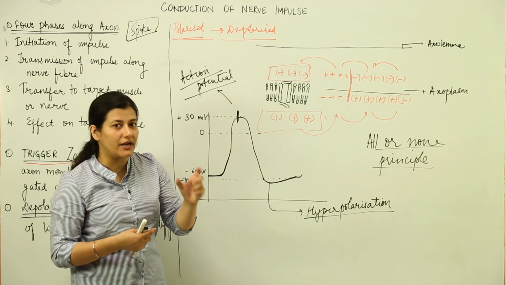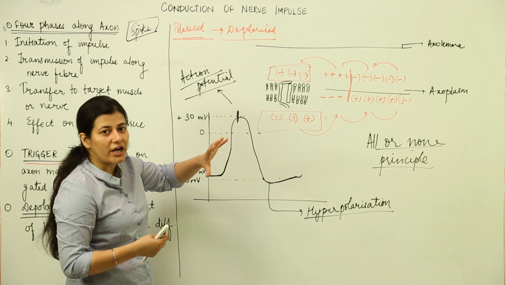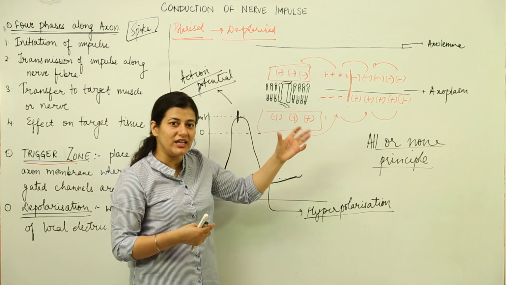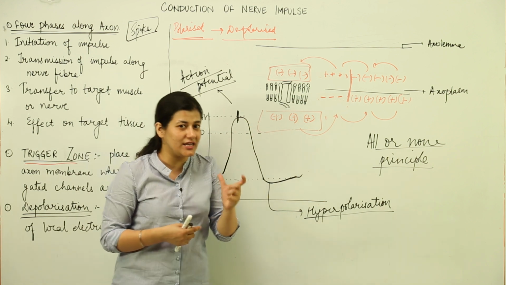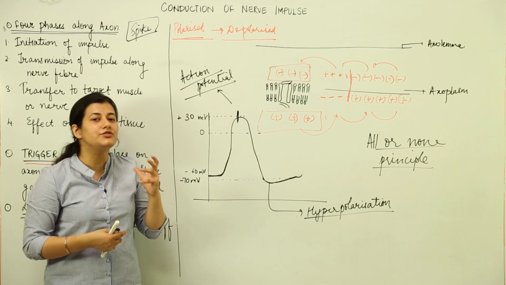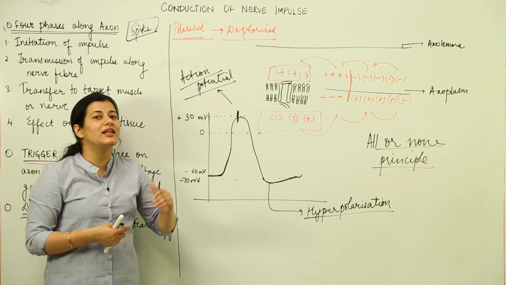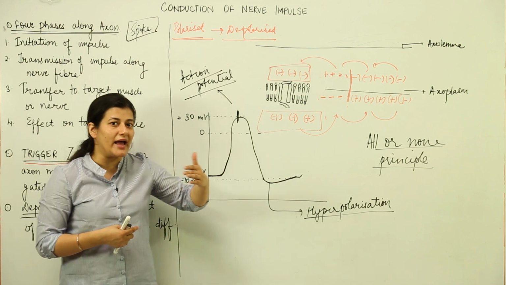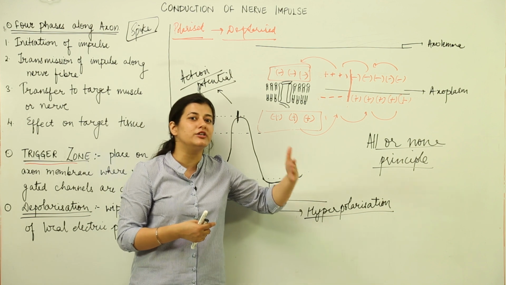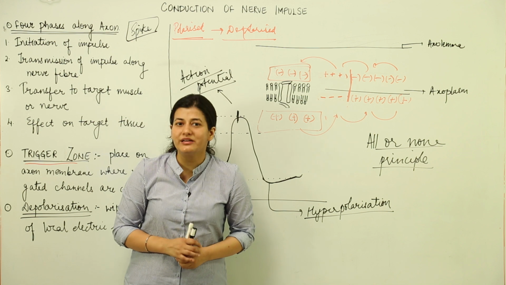Basically it is like current only. We just have to understand how the positive and negative charge, how the polarized condition gets opposite, how the polarized state of neuron gets depolarized. So there are two factors in it. One is the trigger zone that takes up the impulse that comes over there, then there is action potential generation, then the action potential is moving further and further and further, and that is basically the crux of conduction of nerve impulse.